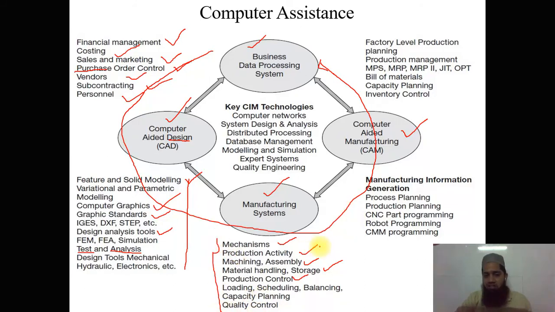Once this is done and everything is available, if something is required they can send the data to the purchasing and ordering department. For example, for developing this product we require some kind of machine, some kind of raw material, and so on. They immediately tell the purchase and order control department, and that department will take care of those things.